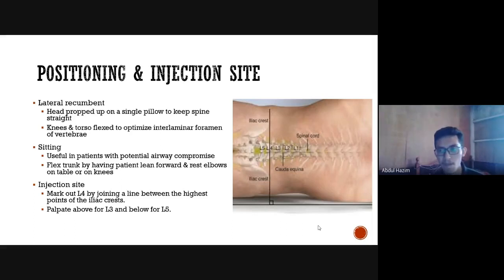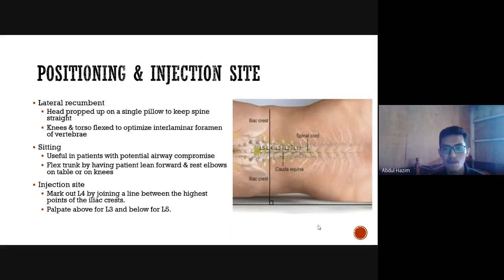Next. So for the positioning of the patient in lumbar puncture, it can be divided into lateral recumbent and sitting. But the most preferred position is lateral recumbent. In this position, the head is propped up on a single pillow to keep the spine straight, and the knees and torso are flexed to optimize the interlaminar foramen of the vertebrae. And the sitting position can be useful in patients with potential airway compromise.